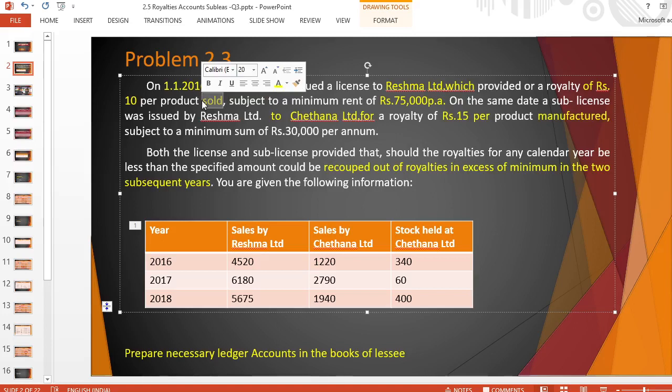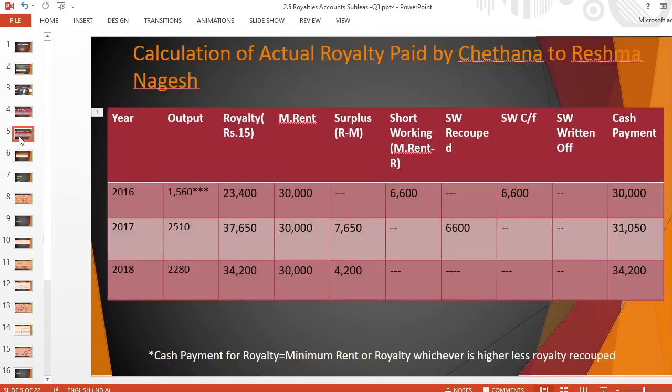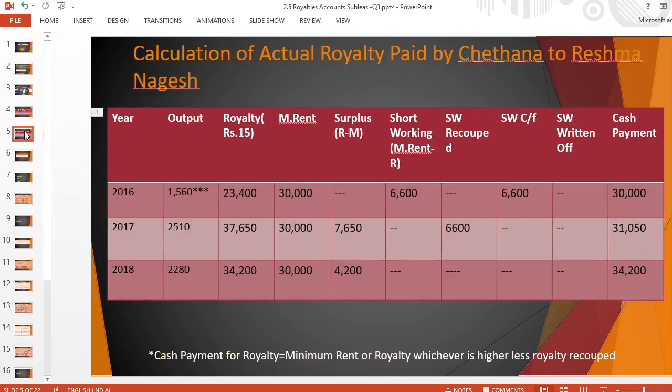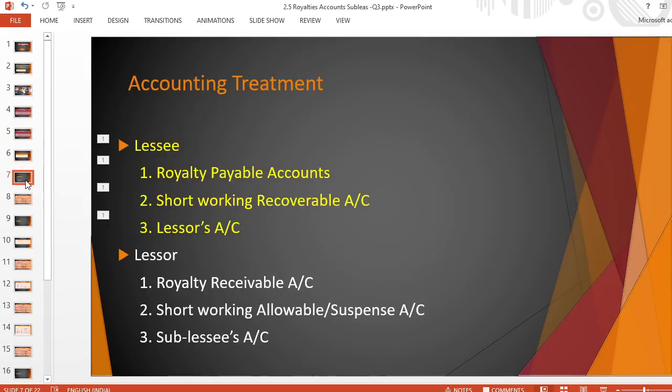So for that reason, no need to prepare a separate table for royalty due. Only these two tables, royalty payable by lessee and royalty payable by sublessee, are enough for our ledger account. So I'll show one ledger account and I'll leave the rest of the ledger accounts to you to prepare.